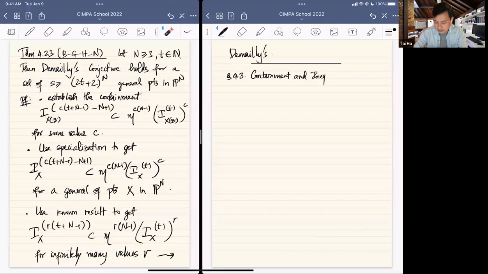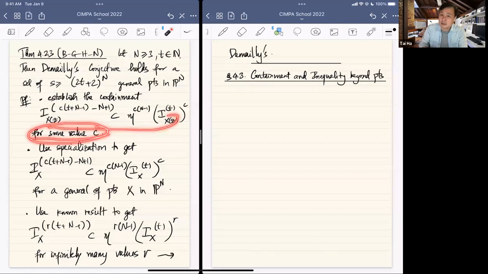Excuse me, Professor Hao? Yes. I'm just curious about this C. When you were trying to establish that inequality, usually the C is very, very large most of the time. Yeah, remember that here we only need this containment to be true for one value C, but in most cases we actually prove the containment for all C big enough. And in this case, I think we actually exhibit what this value C should be.